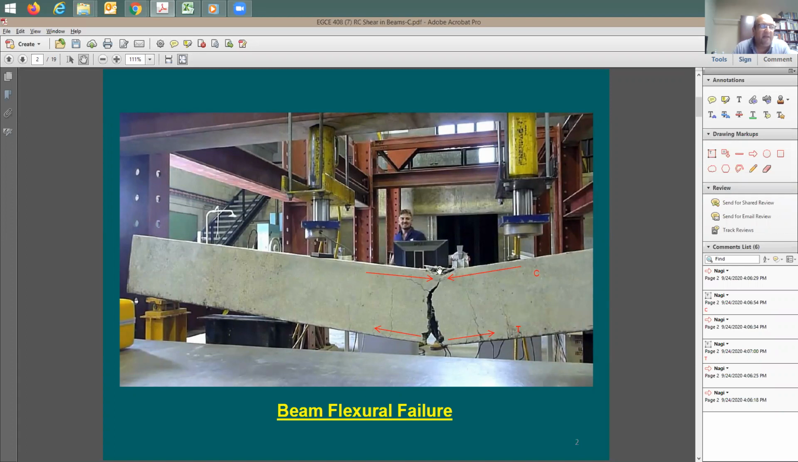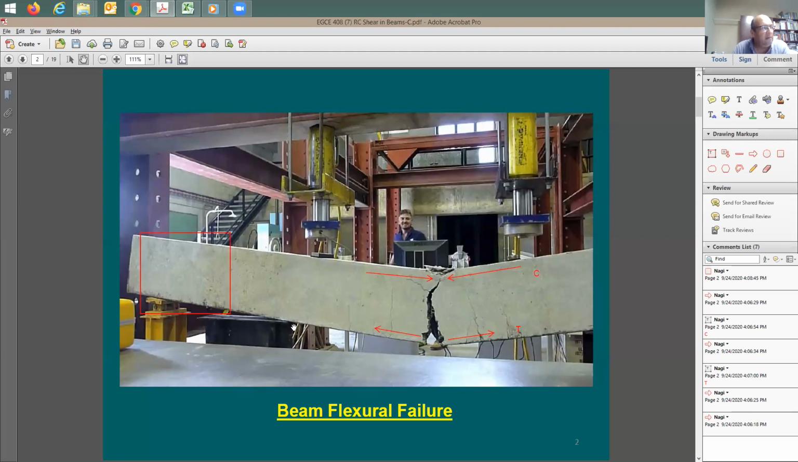This beam failed in flexure, which means failed due to bending. The bending strength at this section was lower than the demand, the applied moment that you put to it. That's why it failed in flexure. Now, where's the point of maximum shear? I'm going to say the point of maximum shear is going to be in this zone. It's going to be this location here. This is going to be the area of maximum shear.